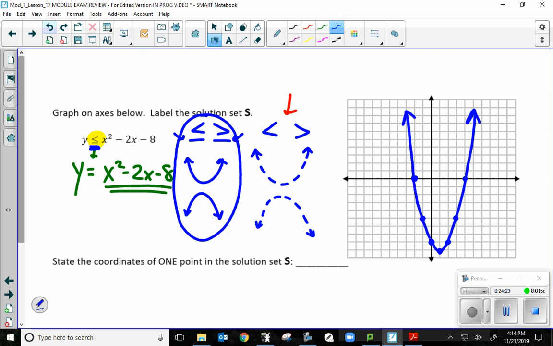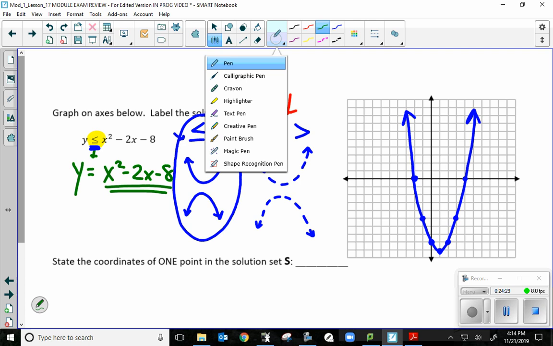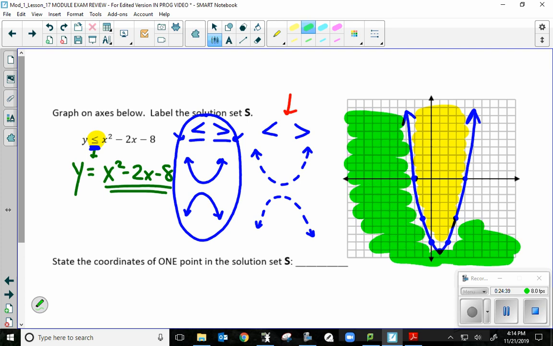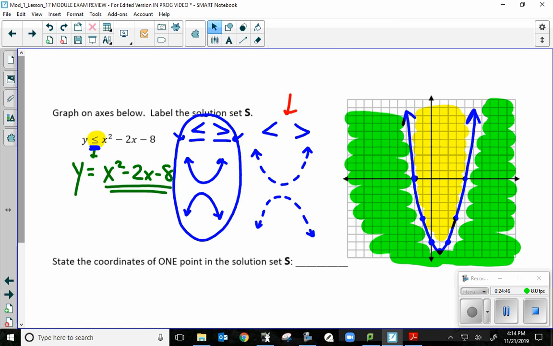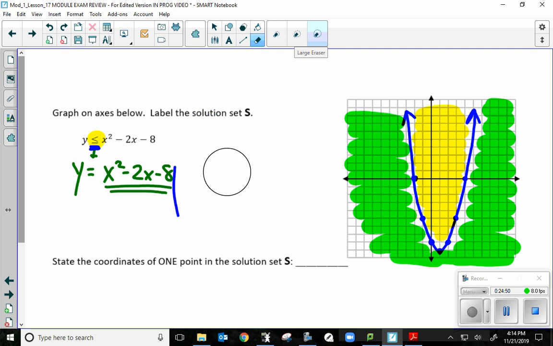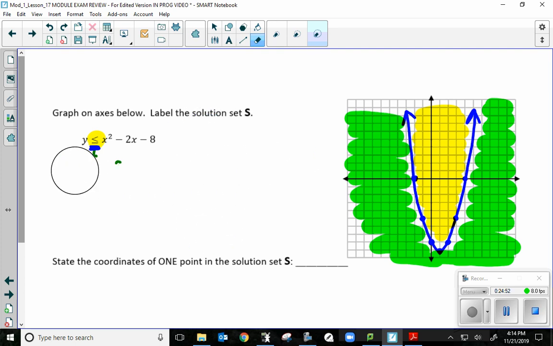Now I've got to shade the answer. The answer is either going to be everything in between here, or it's going to be everything on the outside. It's not going to be both, okay? So how do I determine whether my answer is going to be that yellow area or the green area? I pick a point that's either in the yellow or the green area, and I test it out.